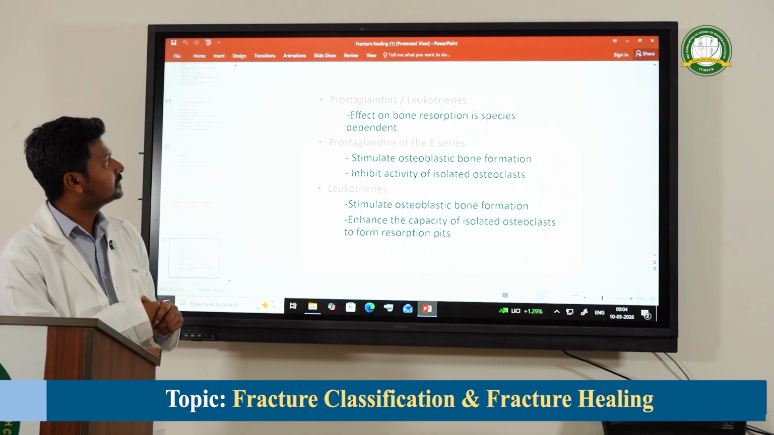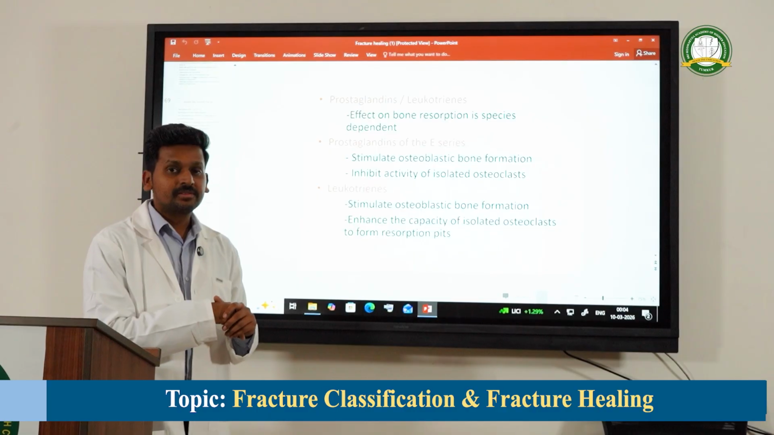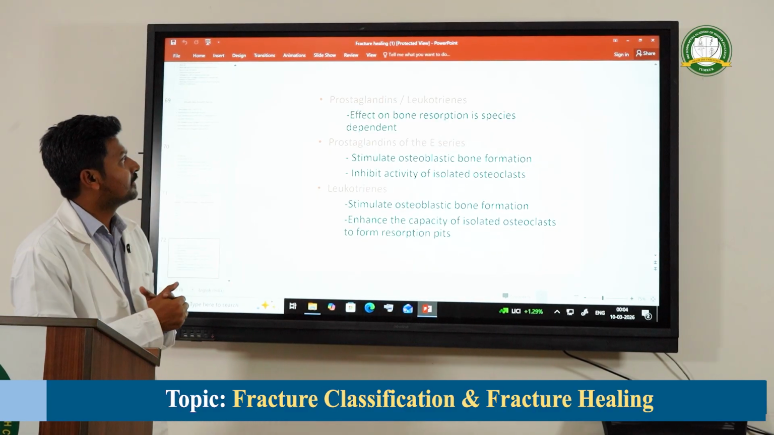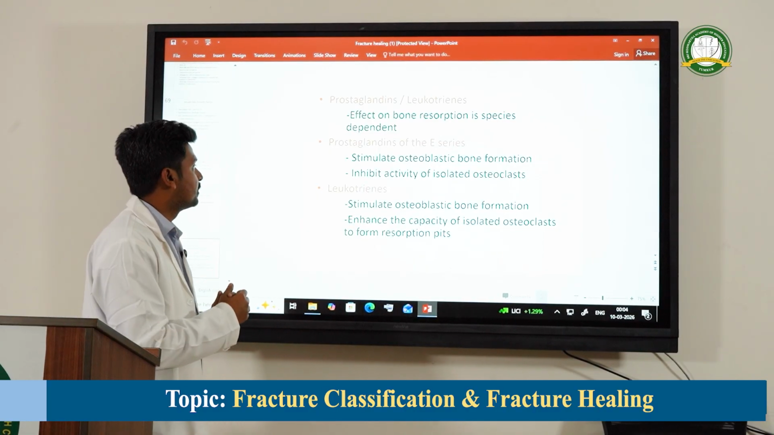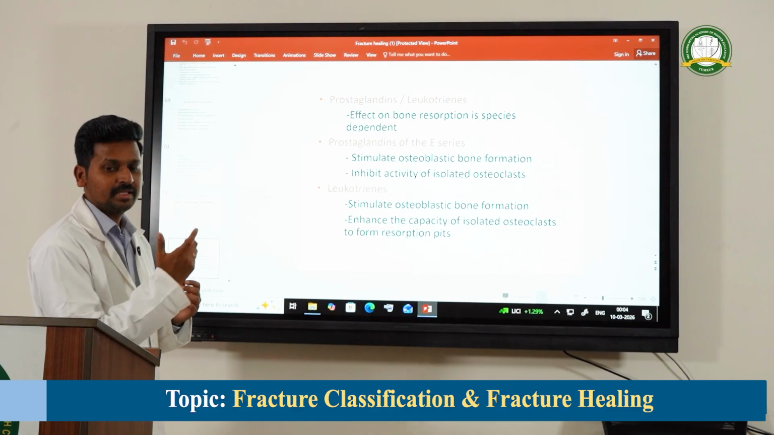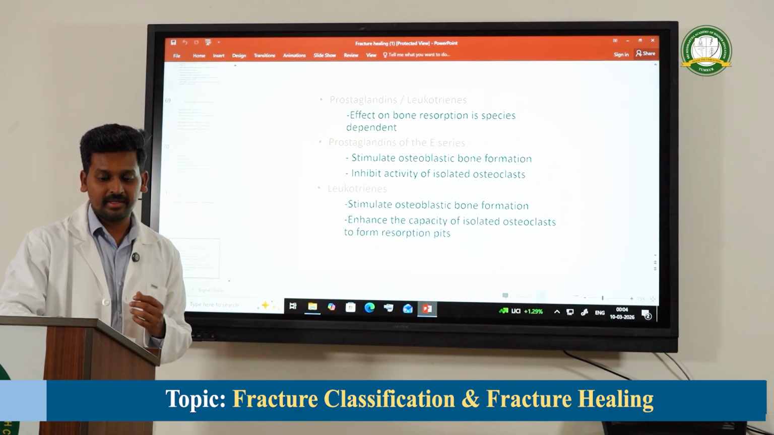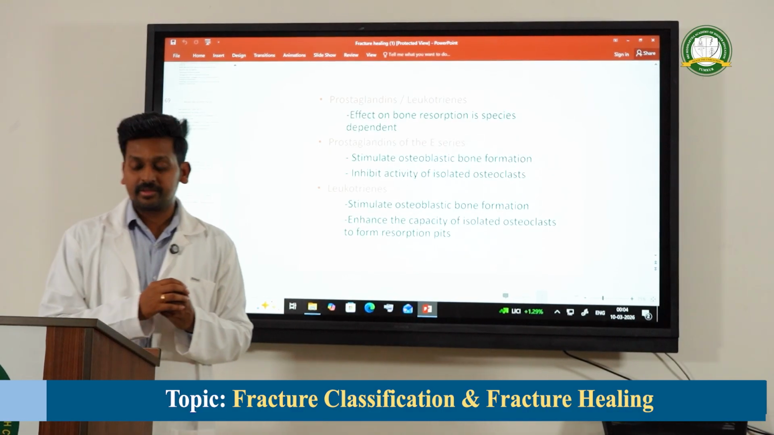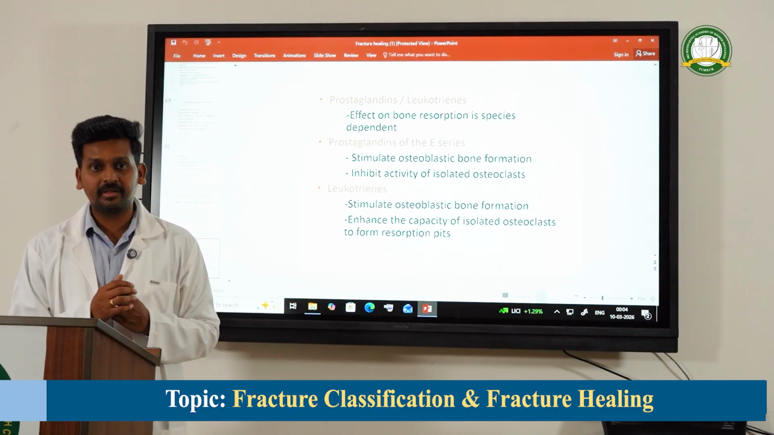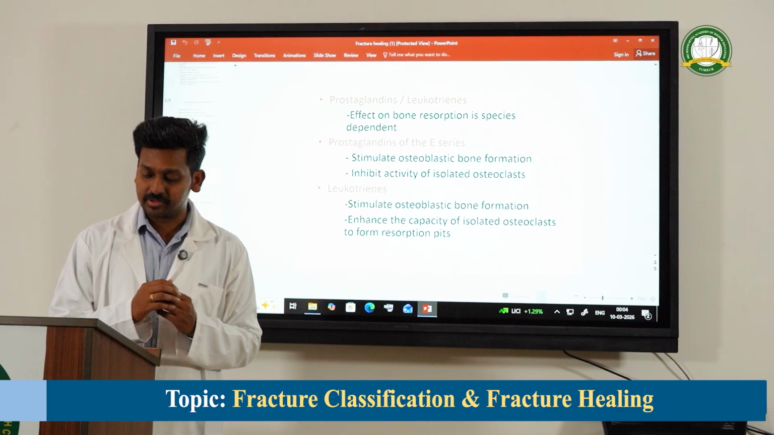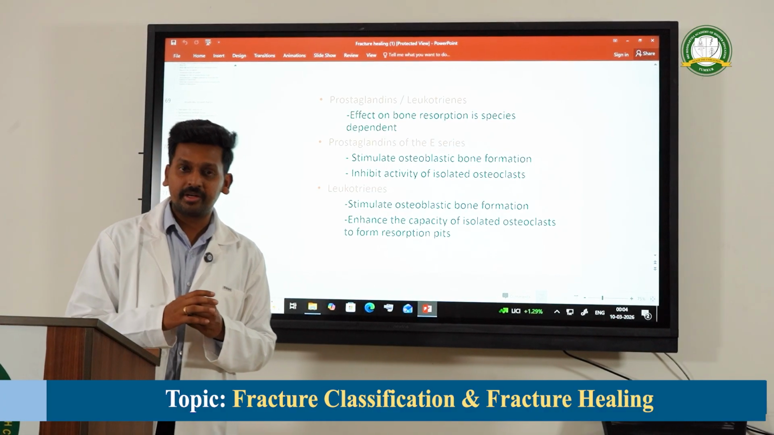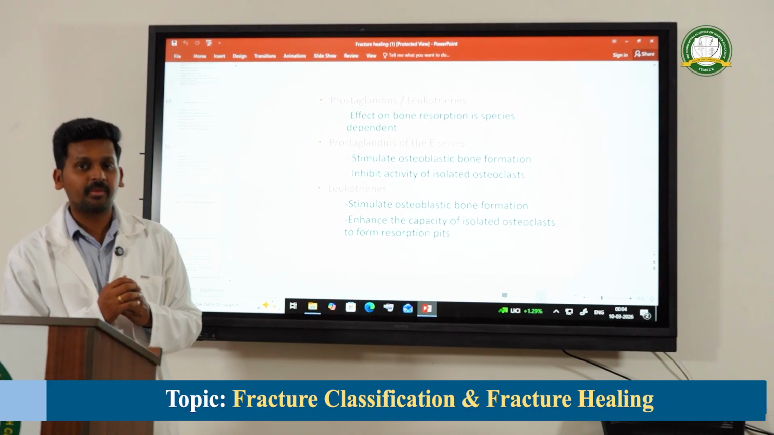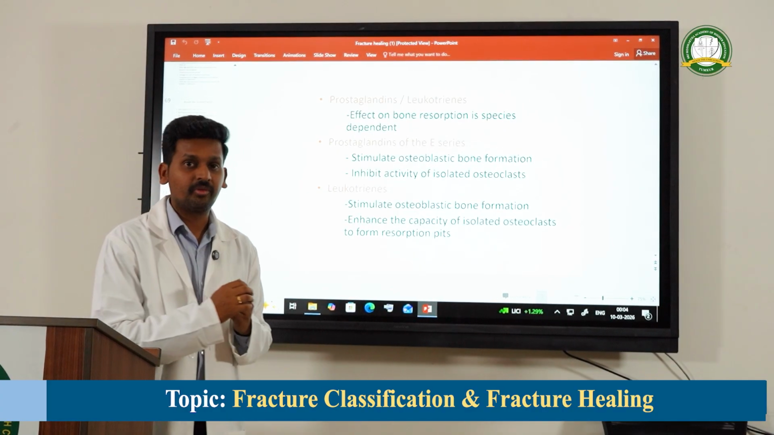So prostaglandins, leukotrienes, it depends on the species. Effect on bone resorption is species dependent. Prostaglandins, or PGE, what we call prostaglandin E, stimulates osteoblastic bone formation and inhibits the isolated osteoclasts. Leukotrienes stimulate osteoblastic bone formation, and enhance capacity of isolated osteoclasts to form resorption pits.